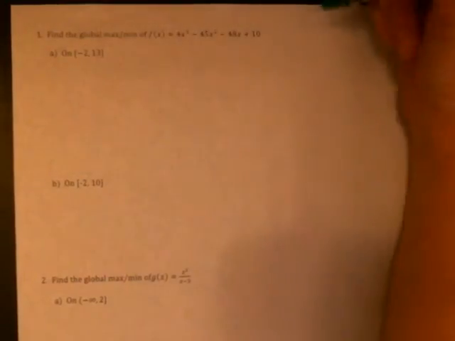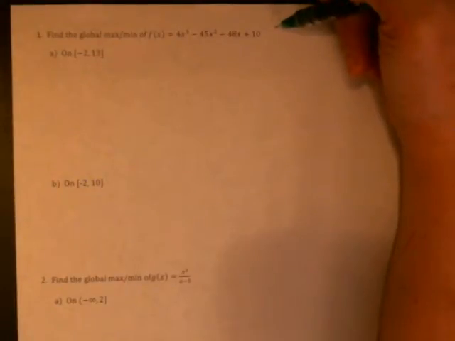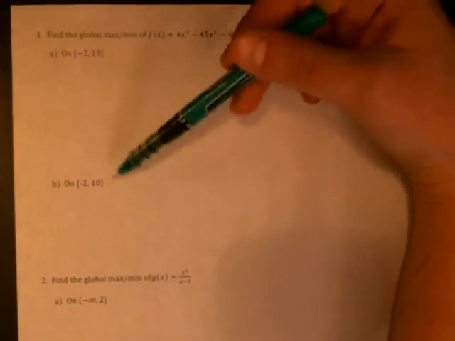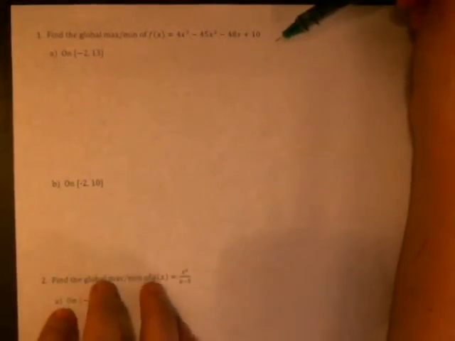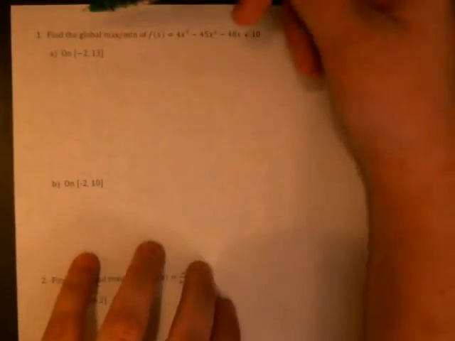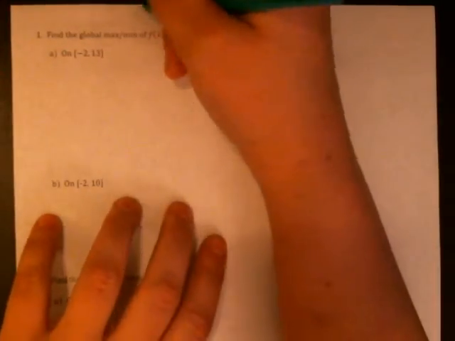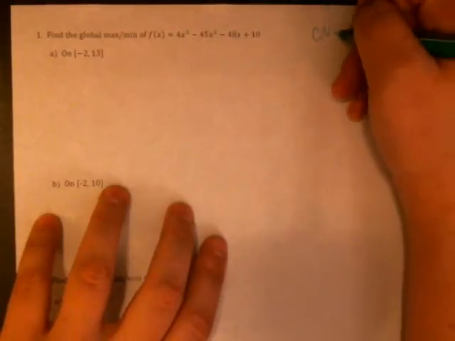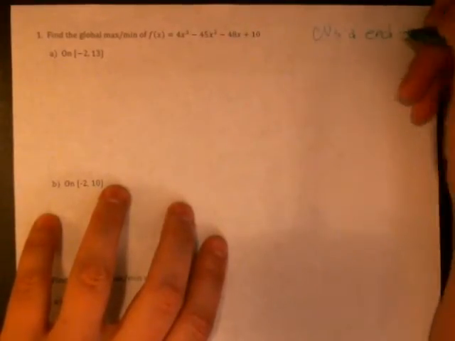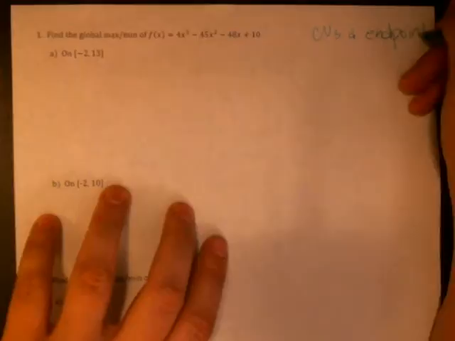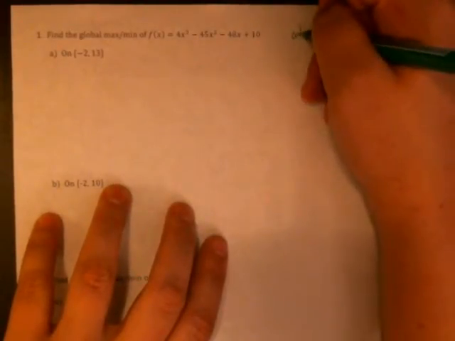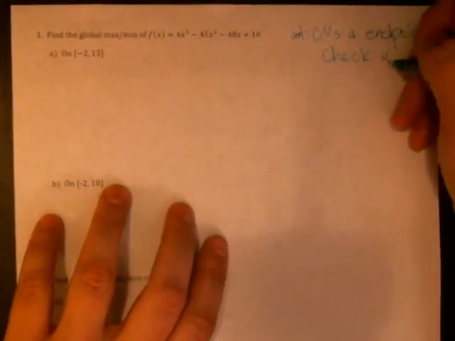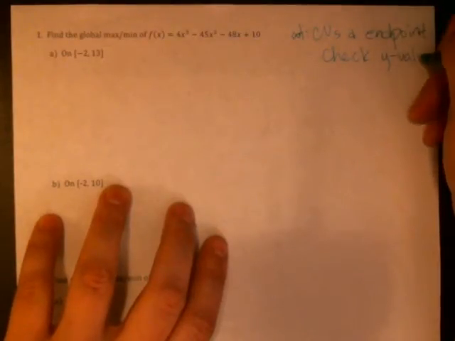This cubic function, this polynomial, and see if we can look for the global maximum and minimum on two different intervals to see how adjusting your interval changes the rules on it. Okay, so no matter what, if you're looking for a global max or min, you're always going to check critical values and endpoints, always. And what you're checking is their y values. So let's say at critical values and endpoints, check y values.